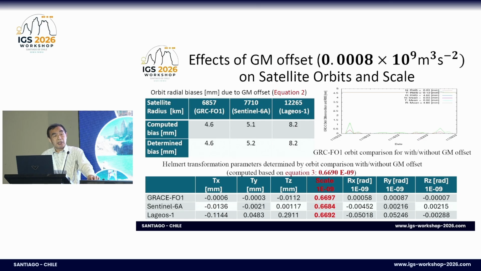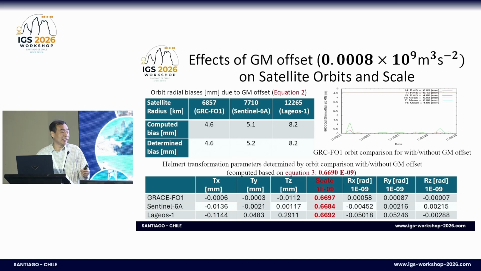The bottom table shows you how the GM offset affects the orbit scale. You can see the effect on offset and rotation is very small; you can ignore it. But for the scale, it is relatively big, though the value is almost the same, and also very close to what I computed based on equation 3. This means the effect on scale doesn't depend on the satellite height.